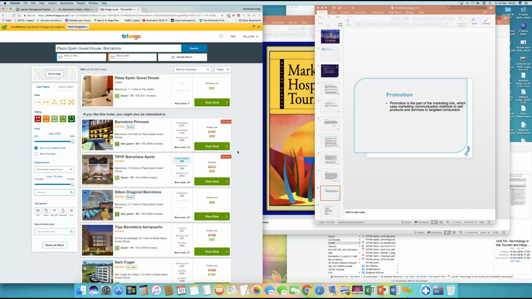Now, this is possible because of technology, and a business like this is able to promote so many hotels, so many destinations in a single place at a single time, depending on the customer's requirement and suitability, because of the availability of internet in particular and technology, which is now being utilized within the travel and tourism industry.